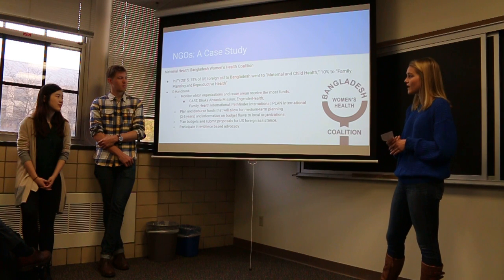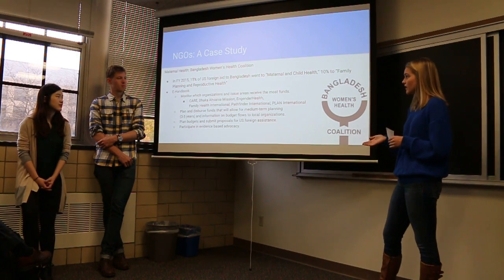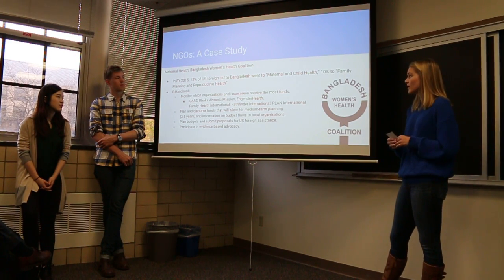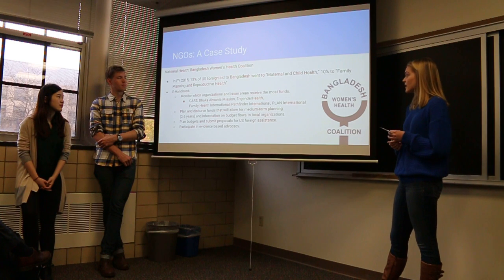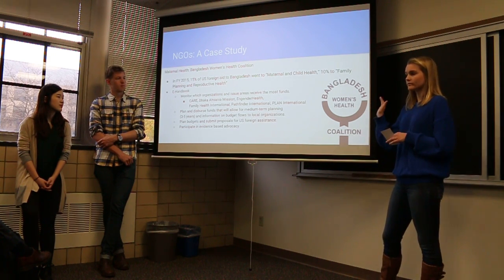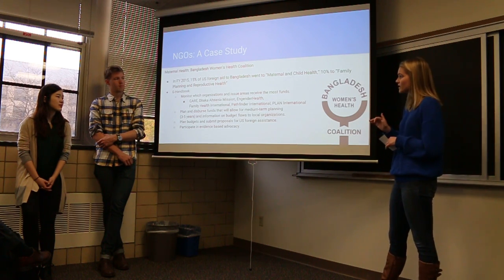And we also noticed that in fiscal year 2015, using the tables that Aaron was showing you guys, 15% of U.S. foreign aid to Bangladesh went to the category of maternal and child health, and an additional 10% went to family planning and reproductive health. And these are categories that were listed on the Excel sheet itself, so I did not make these categories.